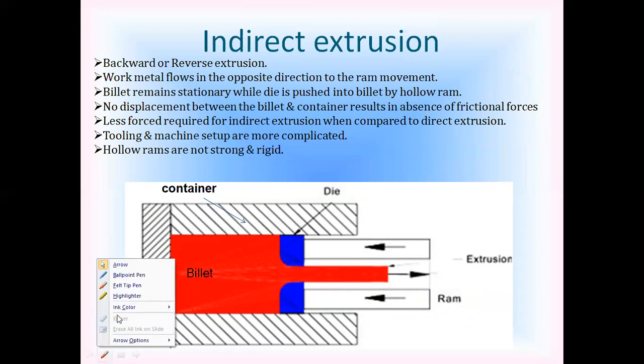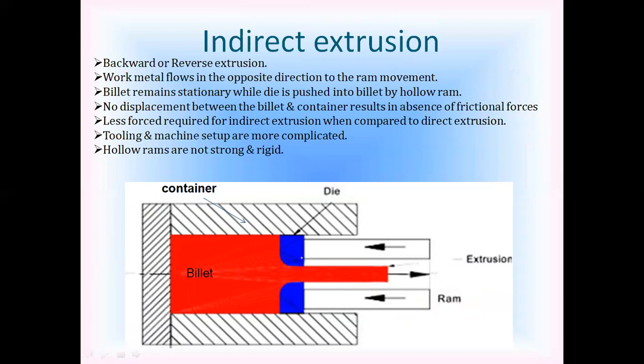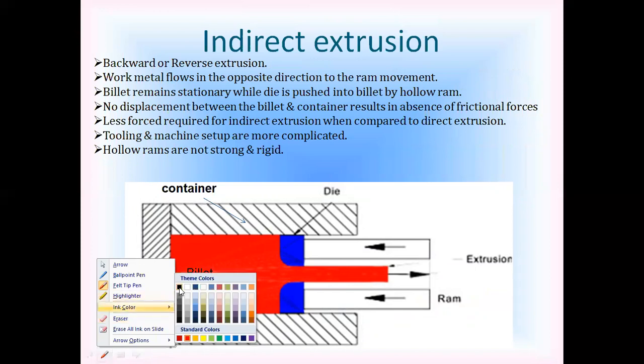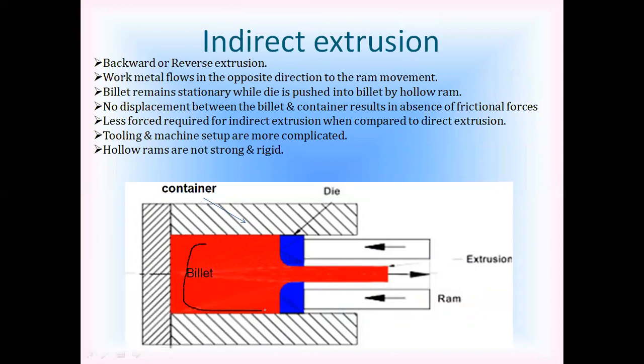If you observe the picture of this indirect extrusion process carefully, this is the billet, the red color structure you are seeing here in the picture. Then whatever you are seeing here is the ram. In this case, the ram is a hollow ram. And the blue color structure is the die. The dies are placed here.